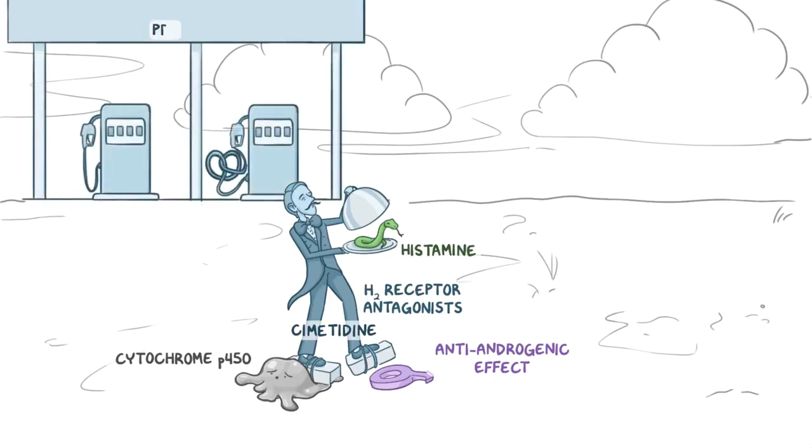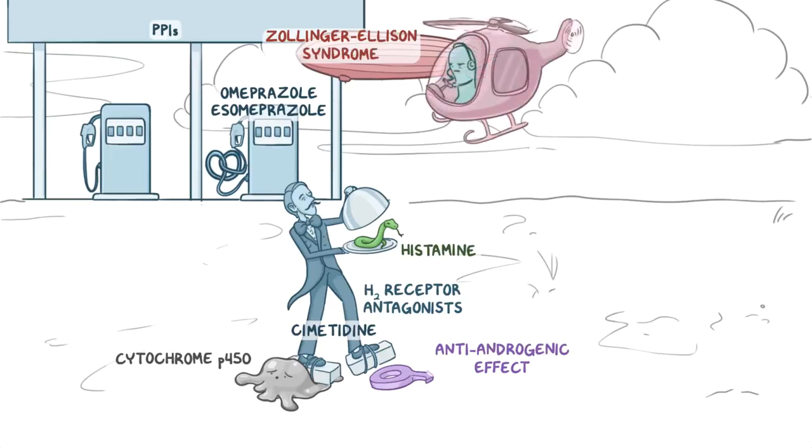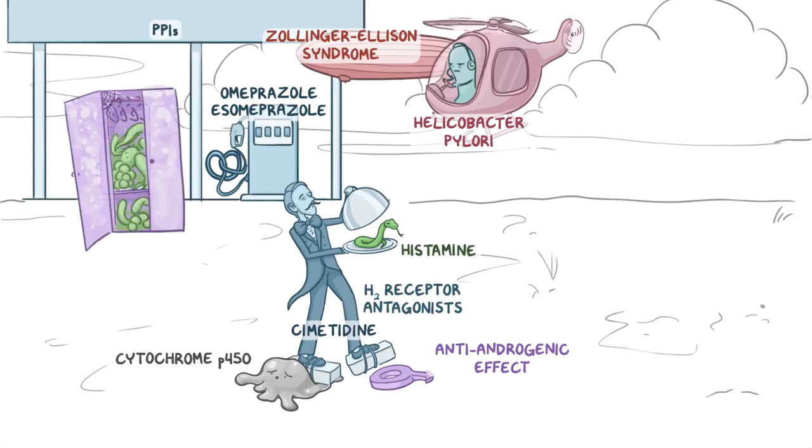Next up are the proton pump inhibitors, so let's have a gas pump where the hose is tied into a pretzel shape, since these drugs end in prazole, like Omeprazole and esomeprazole. Waiting to refuel is a zeppelin for Zollinger-Ellison syndrome, and a helicopter piloted by a bacteria for Helicobacter pylori. For side effects, let's put a dusty closet full of bacteria for Clostridium difficile infection next to the gas pump.